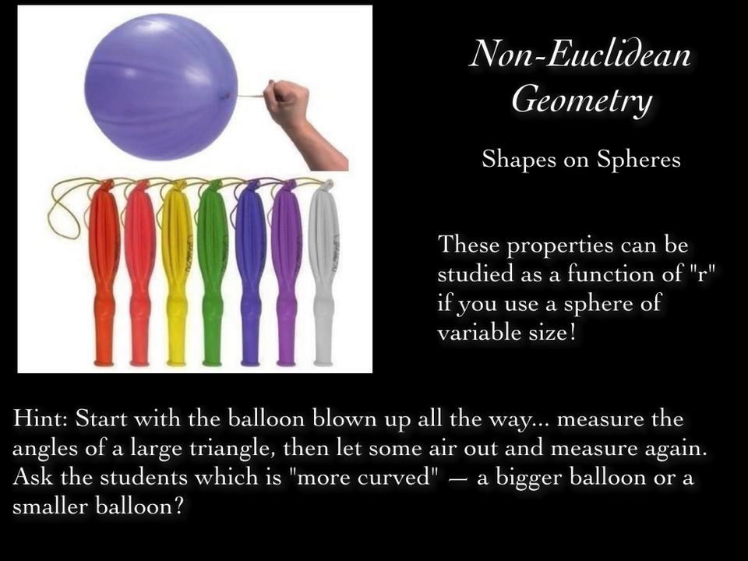You can examine how these things depend on the size of the sphere by doing it on a ball of variable radius. I use punch balloons and blow them up and have the students measure the properties of triangles on the balloon, usually starting with the largest size and then having them gradually take air out of the balloon. They can measure the radius with a curved ruler.